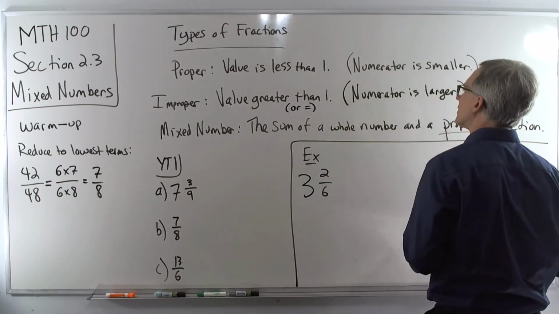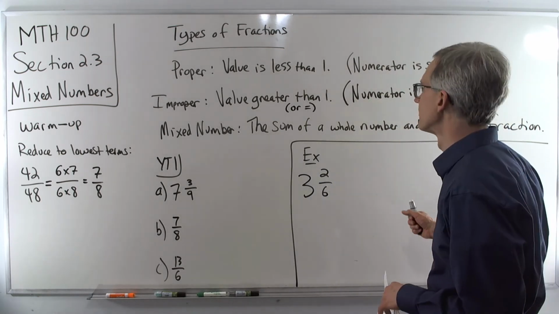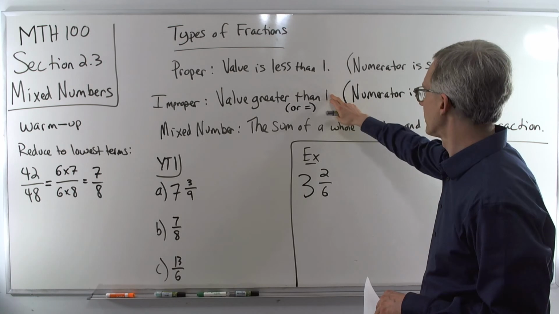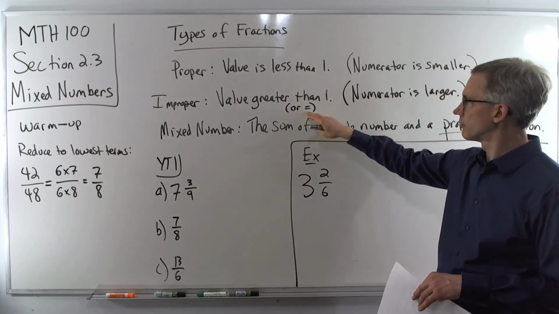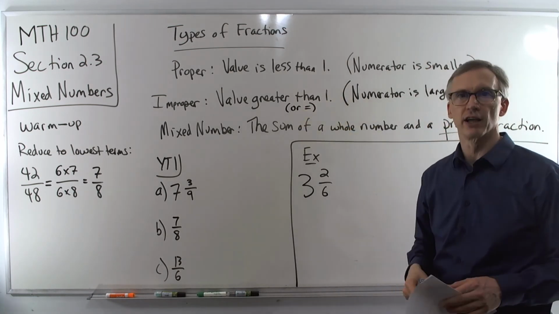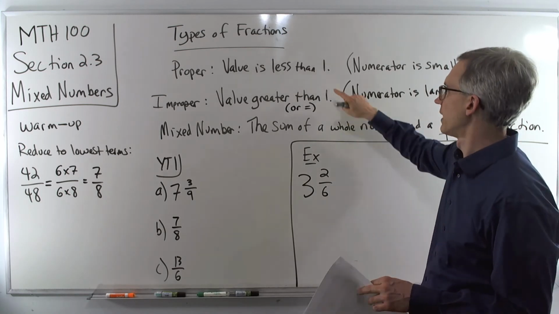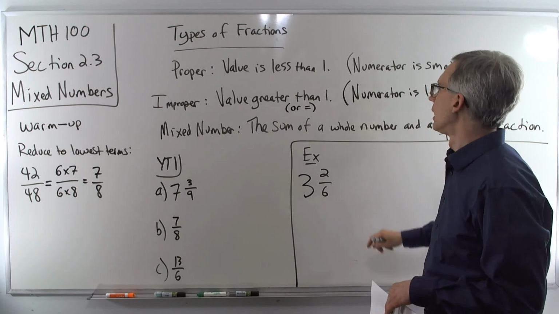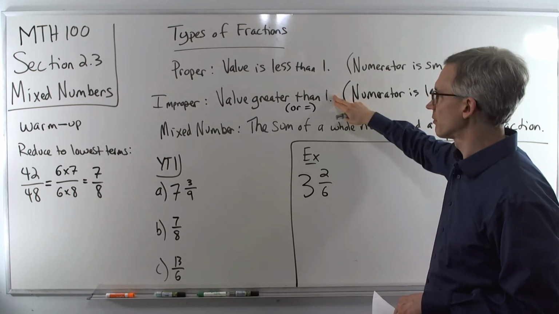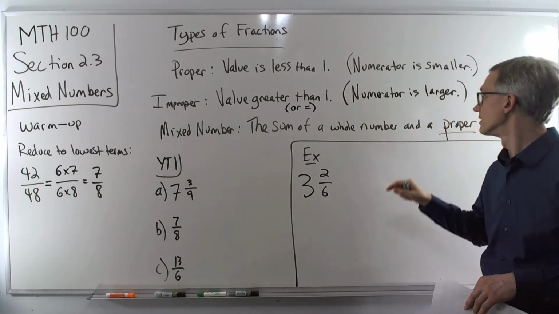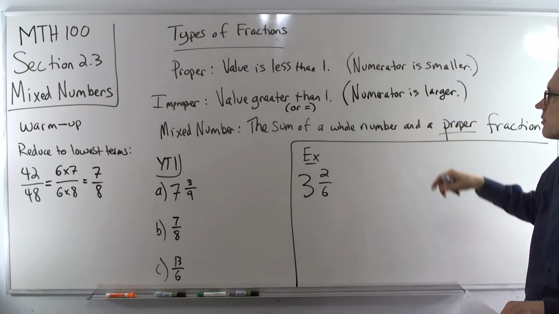Improper fraction, it has a value of greater than, actually technically, or equal to 1. So if you had a fraction like 8 over 8, that would technically be an improper fraction because the value is not less than 1. Generally though, improper fractions have a value greater than 1 where the numerator is larger than the denominator.